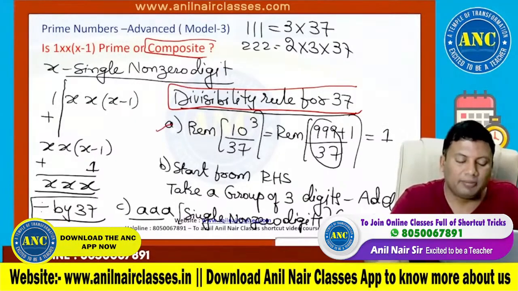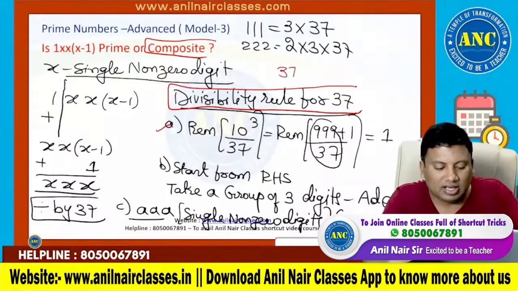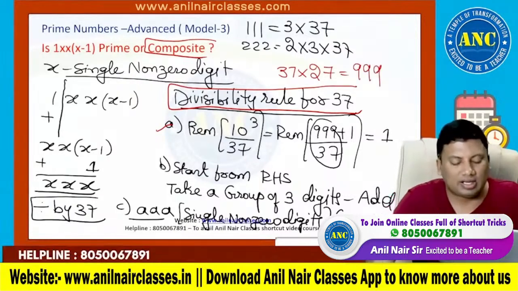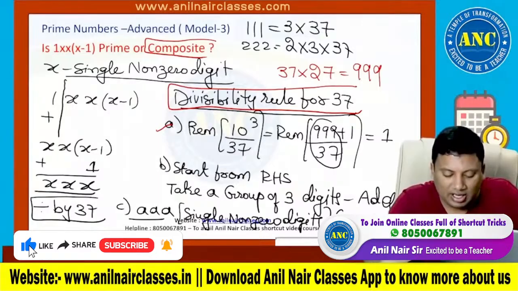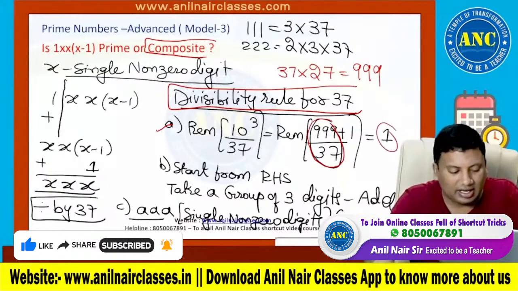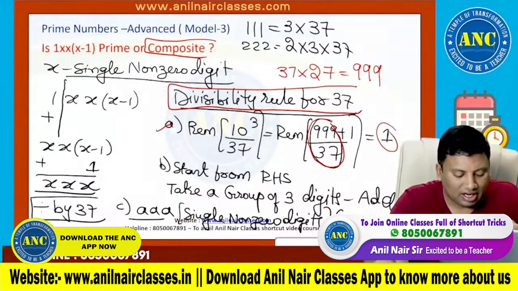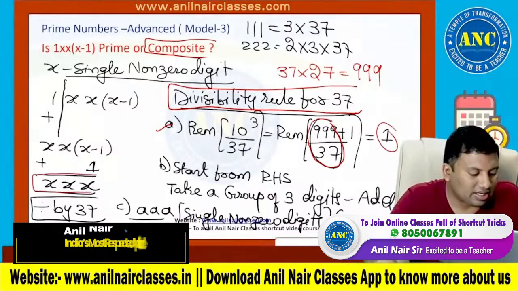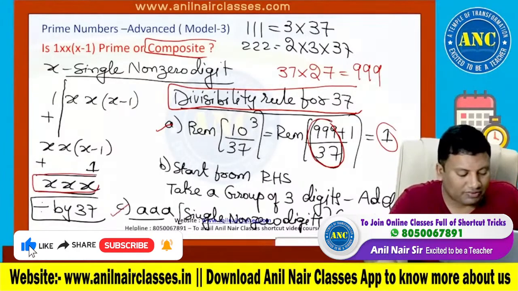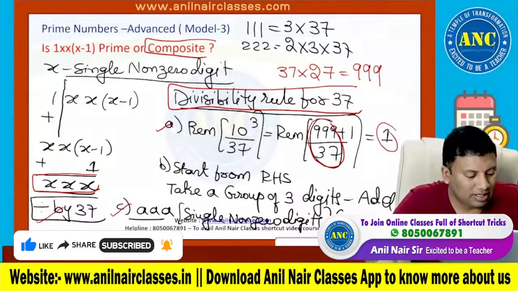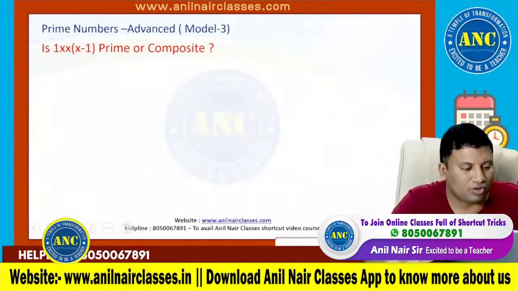Divisibility rule for 37: 10 cube divided by 37 gives remainder 1. Why? Because 37 into 27 is 999, which is perfectly divisible by 37. So plus 1, the remainder is 1. So start from the right hand side. Take a group of 3 digits. Add them. So x minus 1 plus 1, I got xxx. Any single digit written in groups of 3 is always divisible by 37. Now let us discuss one more similar question.